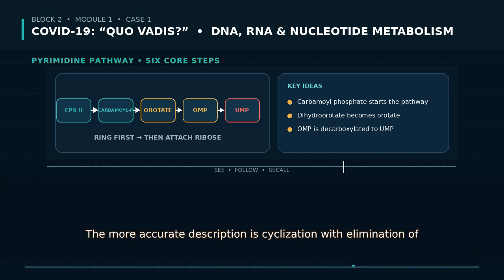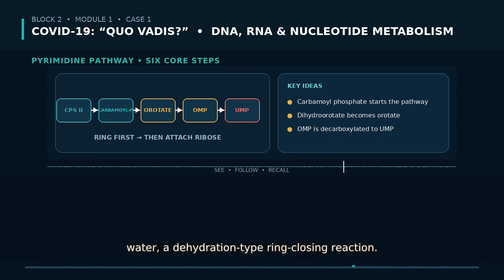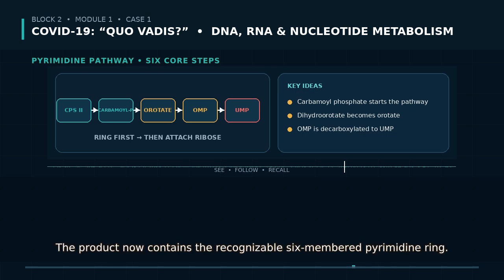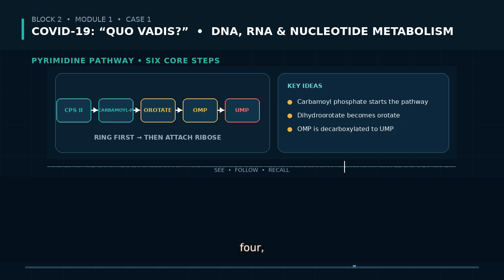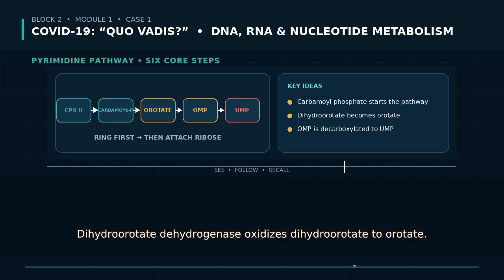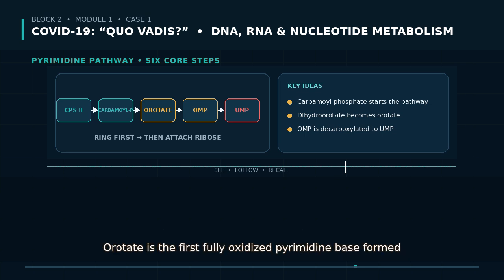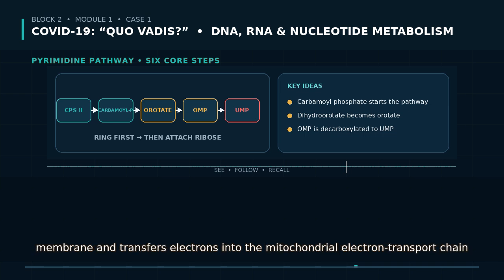CTP can be converted to cytidine diphosphate, or CDP, through normal phosphate transfer reactions. Ribonucleotide reductase then reduces CDP to deoxycytidine diphosphate, or dCDP. A kinase adds another phosphate to form deoxycytidine triphosphate, or dCTP, which is a direct substrate for DNA synthesis. The essential enzyme to remember is ribonucleotide reductase. It converts ribonucleoside diphosphates into deoxyribonucleoside diphosphates.